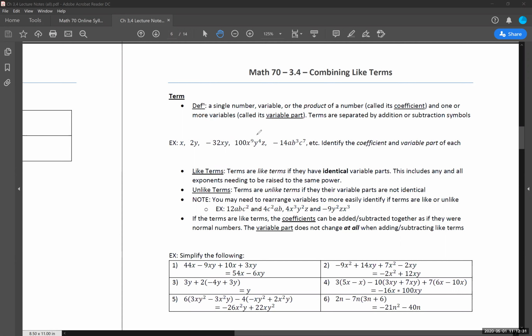Looking at the one right next to it, we have the term 100x to the ninth, y to the fourth, z. The coefficient of that term is 100, and the variable part is x to the ninth, y to the fourth, z. The coefficient is just the number; the variable part is all the variables and their exponents. It's very important that we know the distinction between those two because it's going to come up as we work through adding, subtracting, multiplying and dividing these things. We're primarily going to work with addition and subtraction in this section, but it's still very important that we know the distinction all the same.